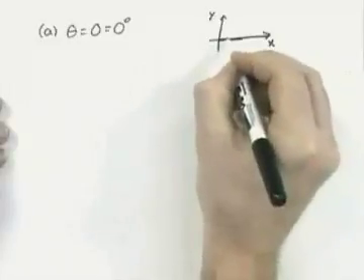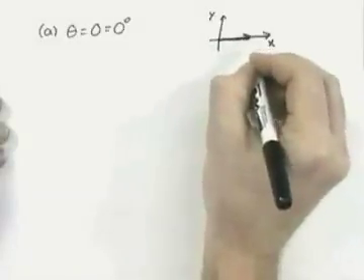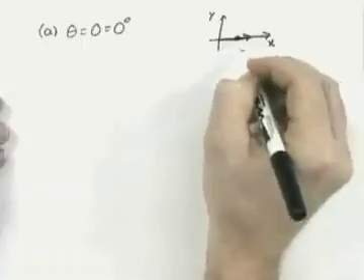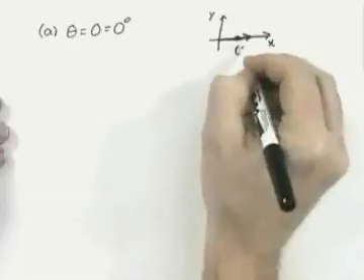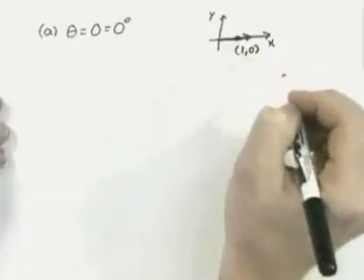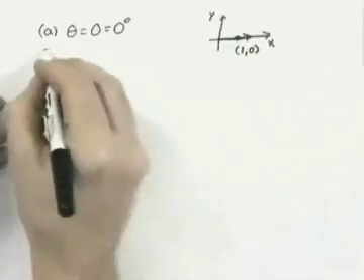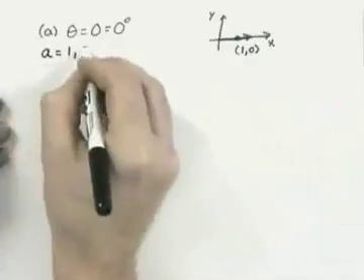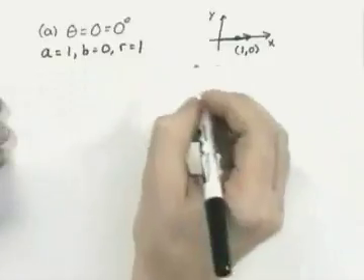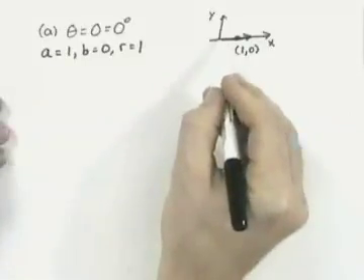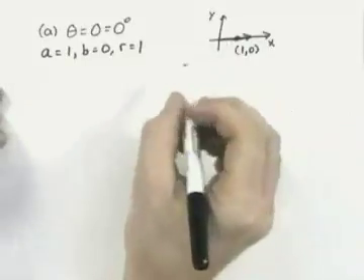An angle of 0 degrees will have a terminal side on the positive x-axis. What you need to do then is pick any point on that terminal side. The easiest point is 1, 0. What that gives us then is that A is equal to 1, B is equal to 0, and R is equal to 1, because remember, R is the distance from the origin to the point.